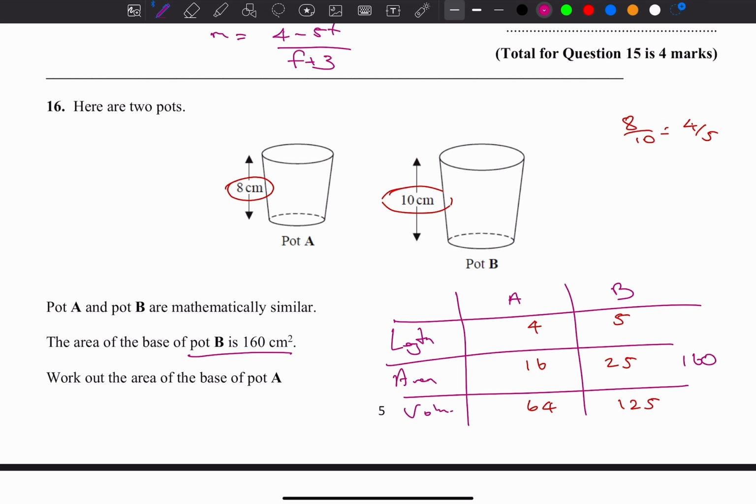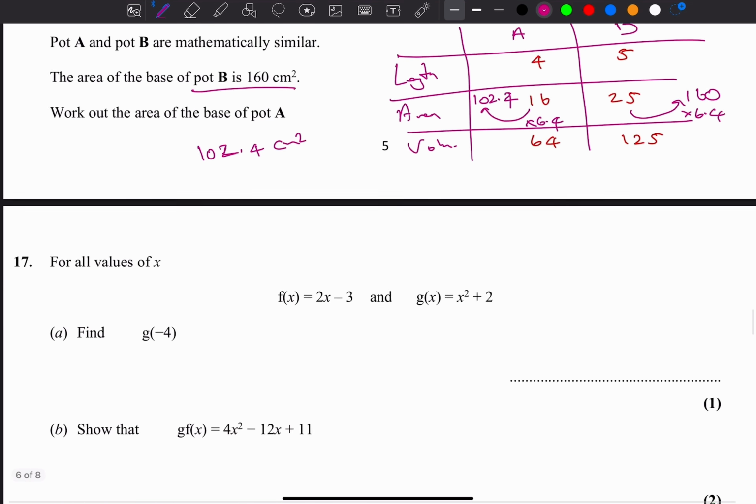How to go to 160? 25 times what number? 6.4. And the area here, what do you do? Times it by 6.4 as well, of course. 102.4 centimeters squared. You could have done it with 8 and 10, but I just felt like the numbers get too big. So okay.